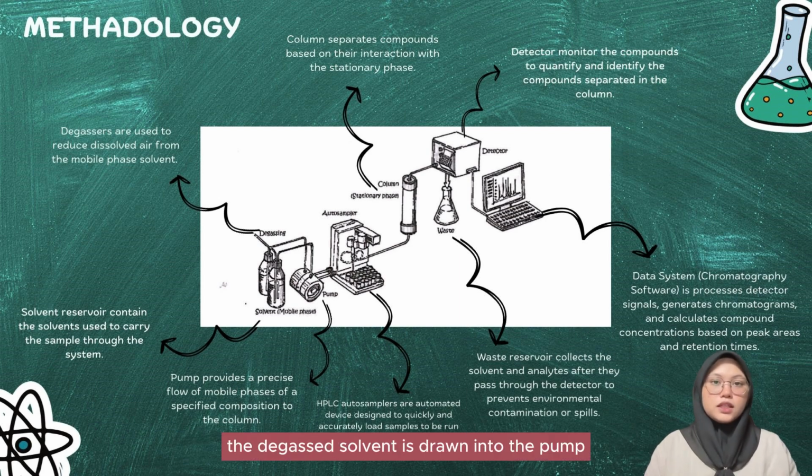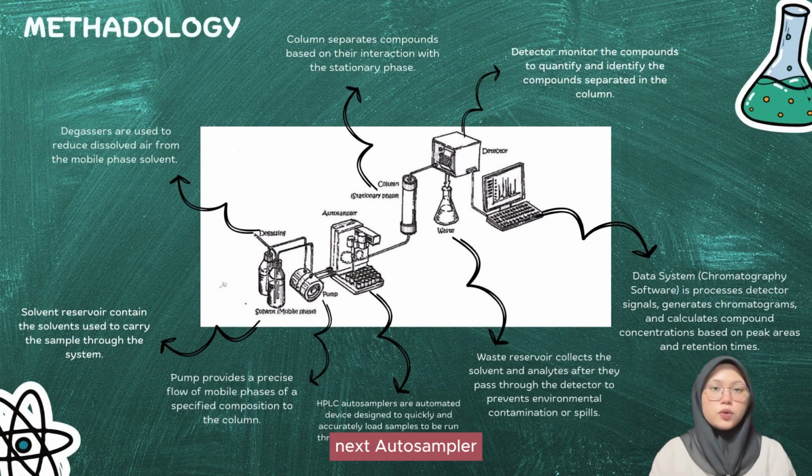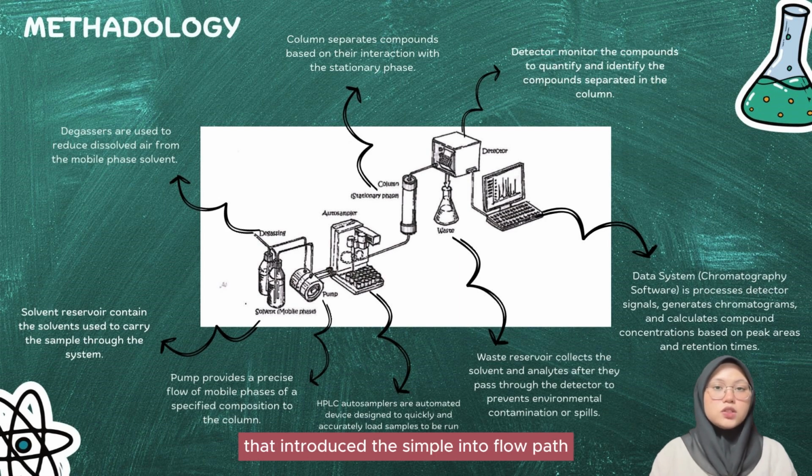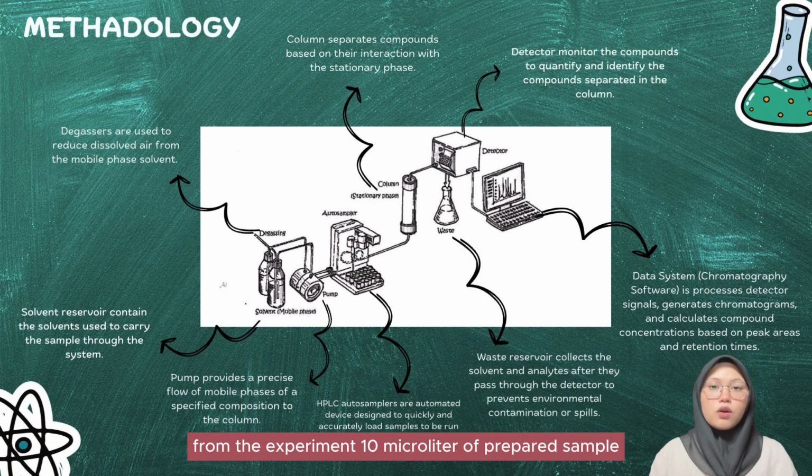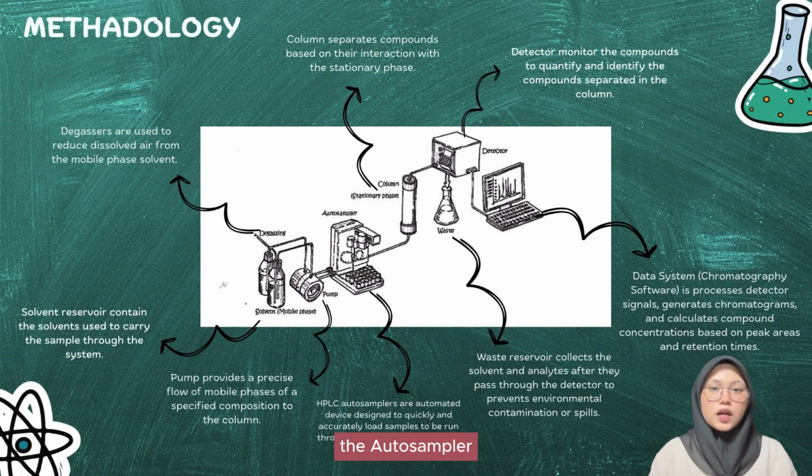Thirdly, pump. The degassed solvent is drawn into the pump, which delivers it at a precise and consistent flow rate, which is 1.0 ml per minute, and high pressure. The pump ensures the mobile phase moves smoothly through the system, enabling effective separation. Next, the auto-sampler is an automated device that introduces the sample into the flow path. For the experiment, 10 microliters of prepared sample, which is Coke or Levita, is injected. The auto-sampler ensures high accuracy and reproducibility in loading the sample.